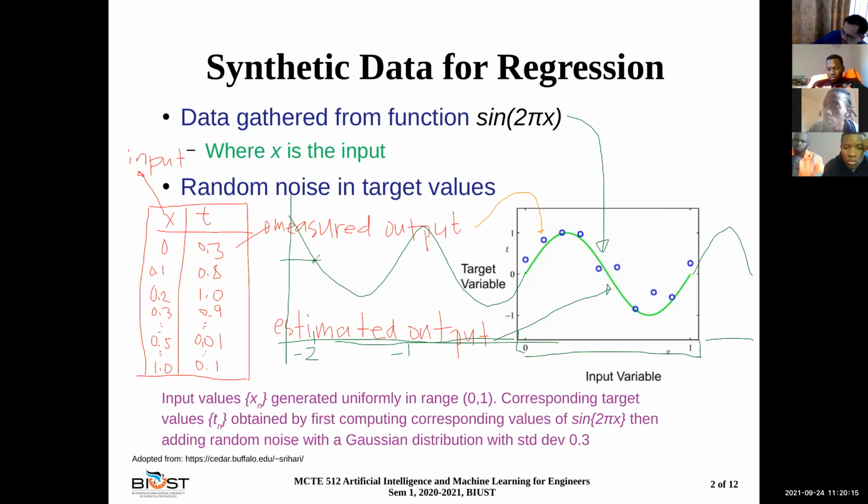What I want you to listen to or take note of in this first slide is that there is an input value, and there is a measured output, a measurable output. These 2 parameters are the data points. Based on these data points, we are going to make an estimate.